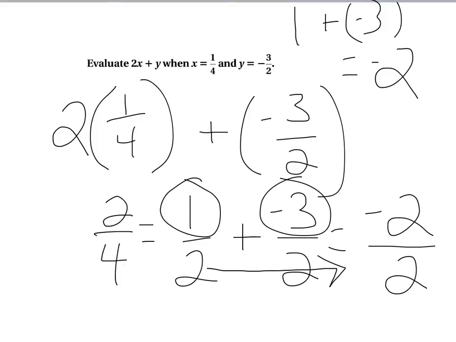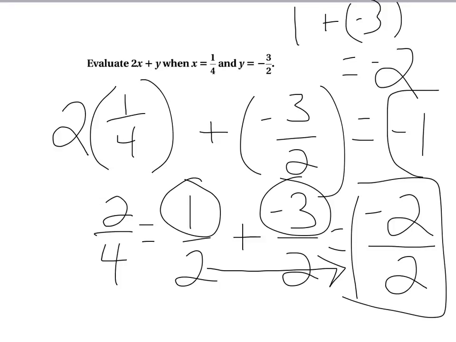And my problem left over is negative 2 divided by 2, which we can reduce, and our grand answer can just be a negative 1. Here is my grand answer. Kind of a mess on the paper, sorry. Negative 1 would be the final answer.